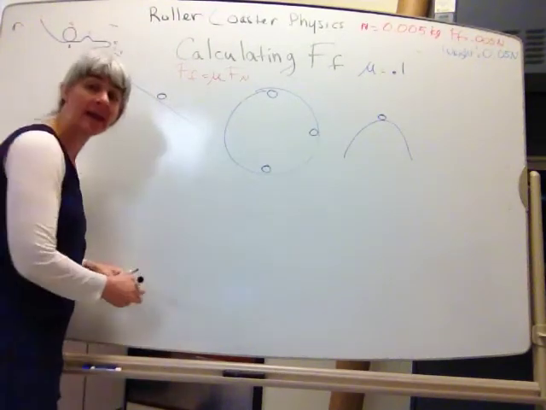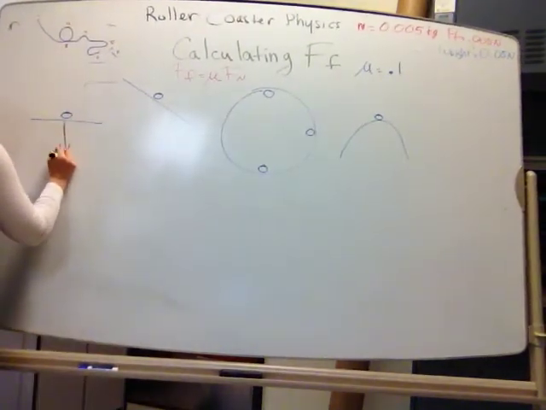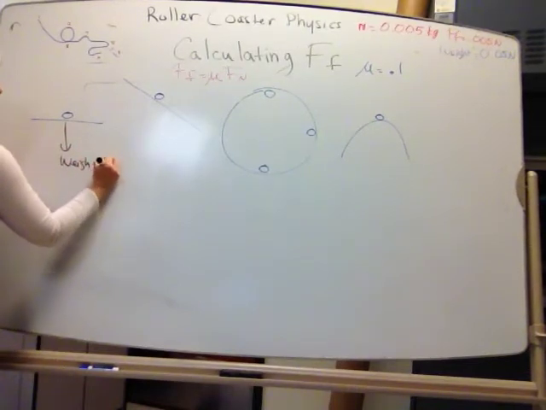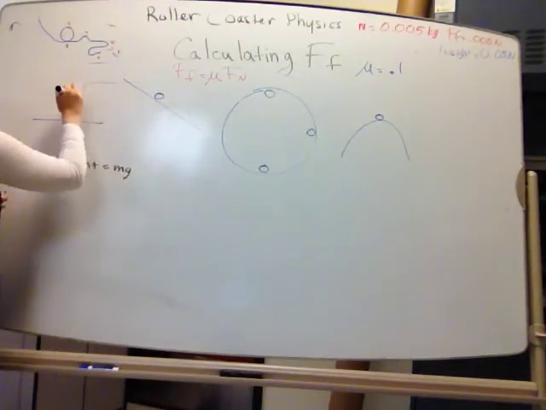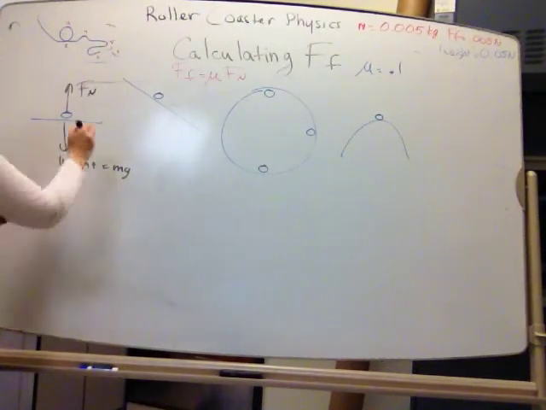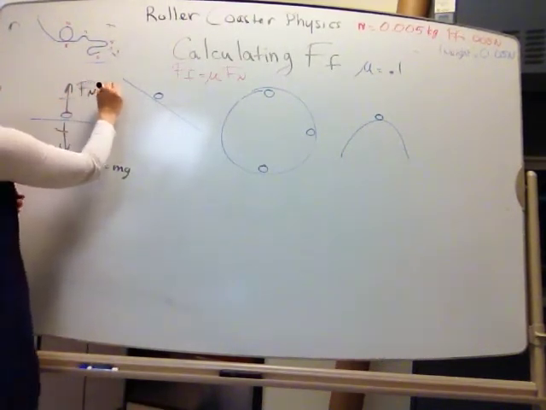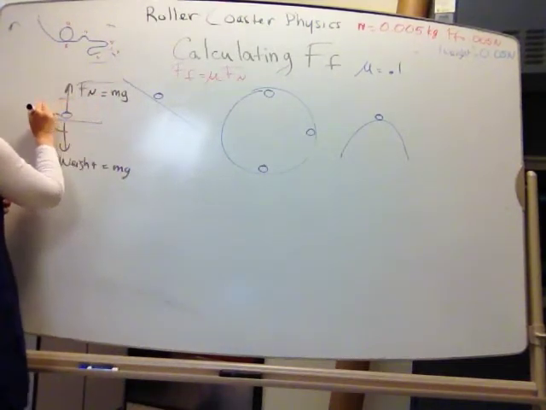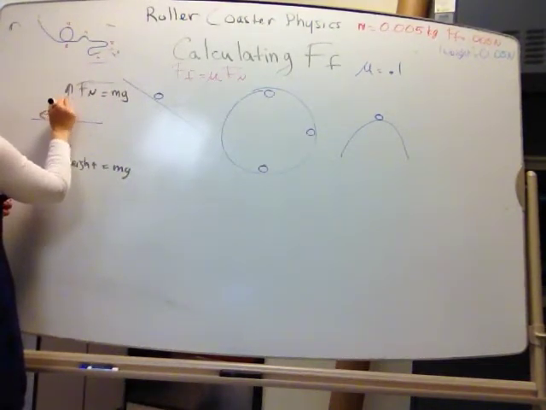So I need to find the normal force first in order to calculate the force of friction. Easiest one is if I just have weight, which is equal to mg, and normal force, and because this isn't accelerating up or down, these two are equal, so my normal force is equal to mg, and my force of friction is going to equal the coefficient times mg.